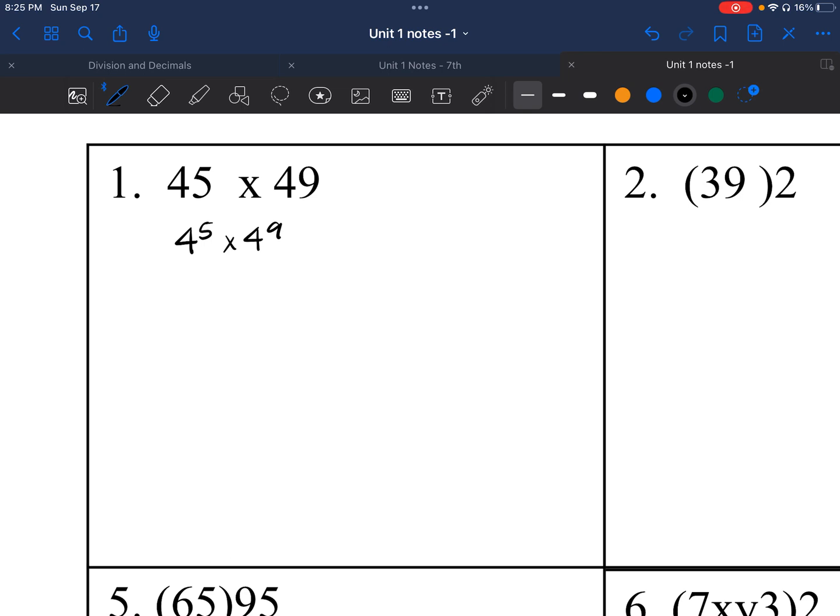So when we are multiplying them and the bases are the same, those 4s are the same, we can simply add the exponents. So 4 to the 5 plus 9 is equal to 4 to the 14th. So that's our answer. Walk away.